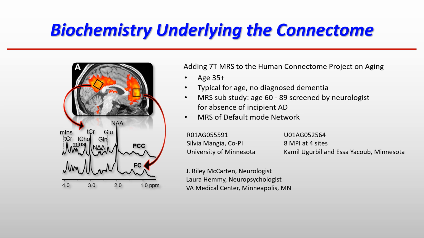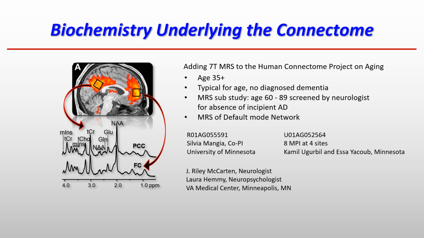Let's move on to talk about new unpublished data that were collected by adding 7 Tesla MRS to the HCA. My R01 benefited greatly from the recruitment efforts and MRI data that were acquired in the U01. The MRS sub-study has a focus on AD, and thus screens more thoroughly for absence of incipient AD.